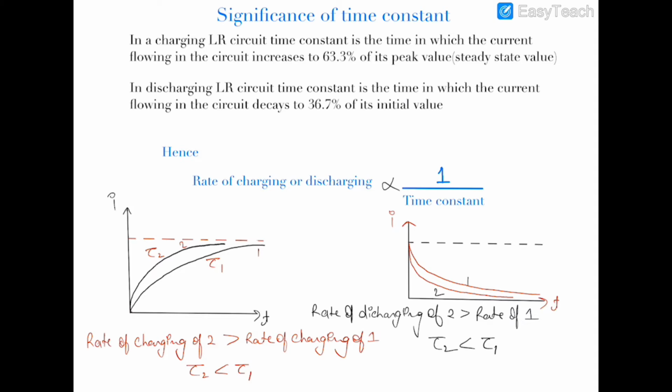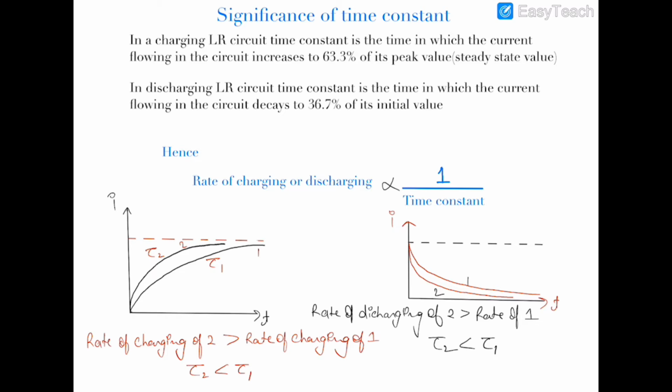Now what is the significance of time constant in an LR circuit? You can see that this is the time in which the current achieves a certain value, or decays to a certain value, in both the circuits. So the more time constant in any circuit, the more time the current would take to achieve that value, or to decay to that particular value. So if current is taking more time in any circuit to achieve a value, the rate of charging of that circuit is very slow.